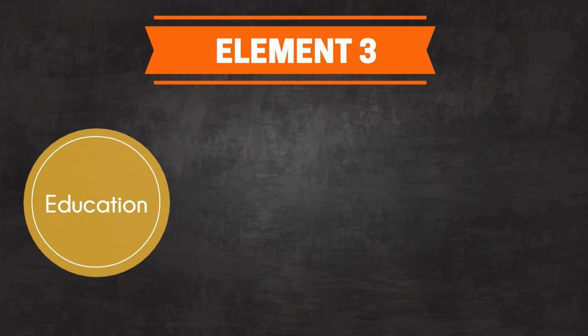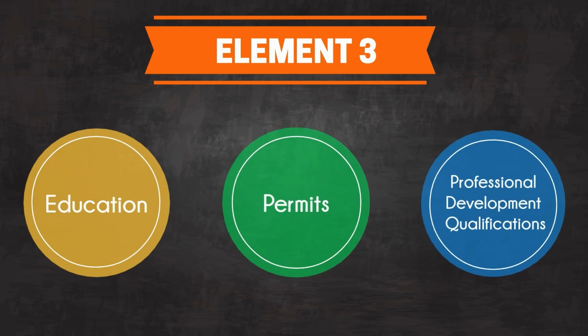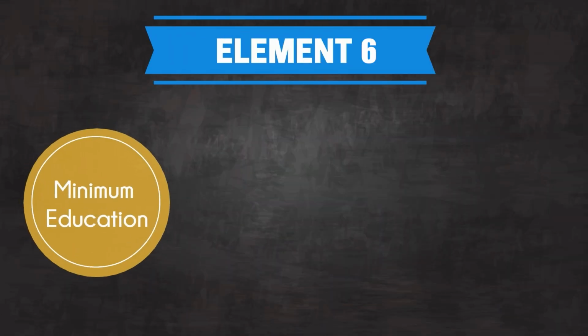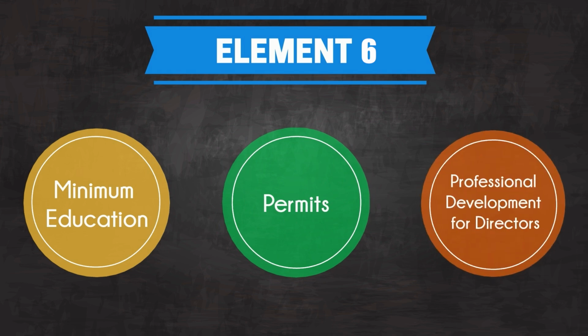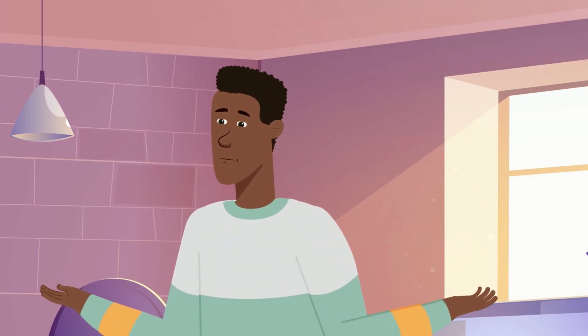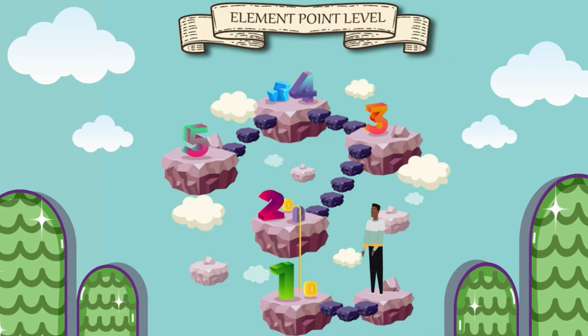Element 3 refers to education, permits, and professional development qualifications for lead teachers. Element 6 refers to minimum education, permits, and professional development for directors. So, what information do I need to upload to meet the QSLA assessment requirements for Element 3? We will be going over minimum qualifications for each point and level of the element. The points per element range from 1 point at the low end to 5 points at the high end.